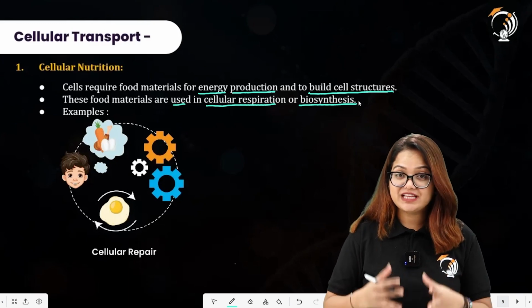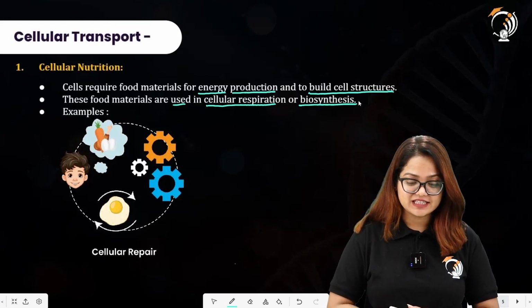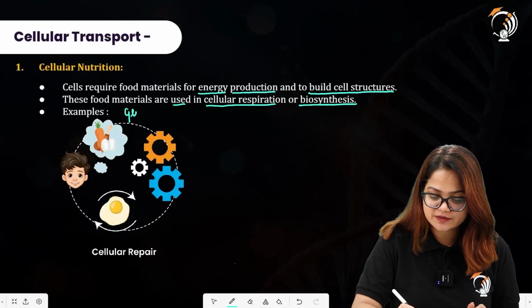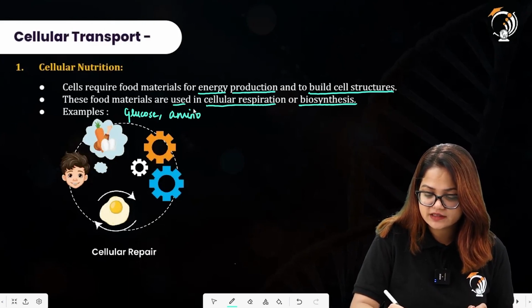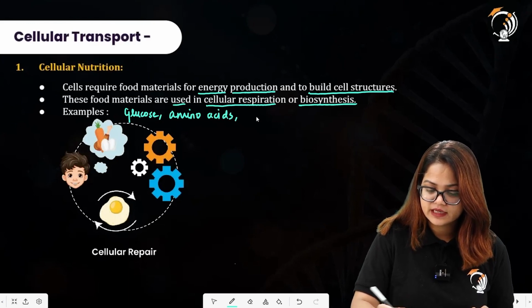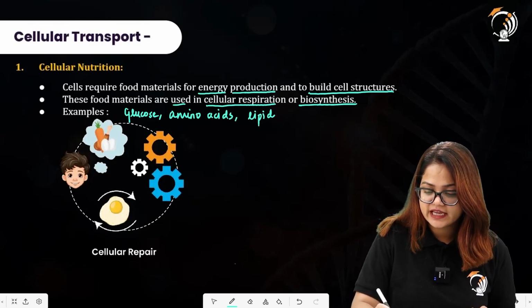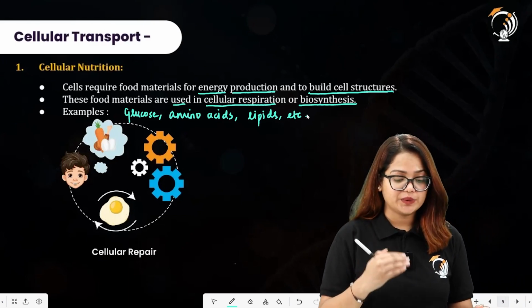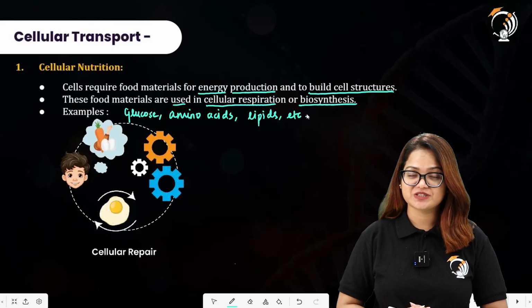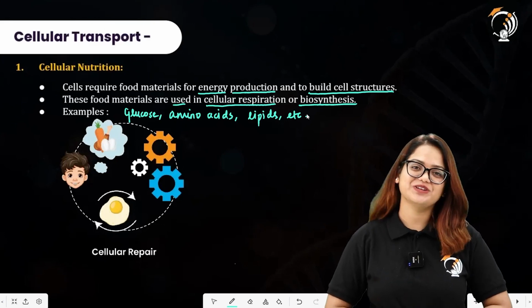What are the examples of these nutrients that are required by the cells? Here we have glucose. Then we will consider amino acids, and we have lipids as examples that take part in the process of cellular nutrition. So they have a crucial role in the cellular nutrition process.